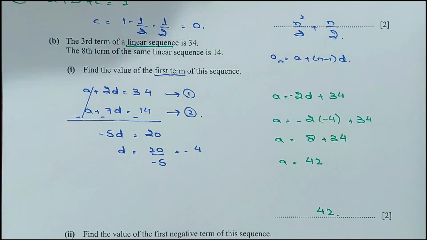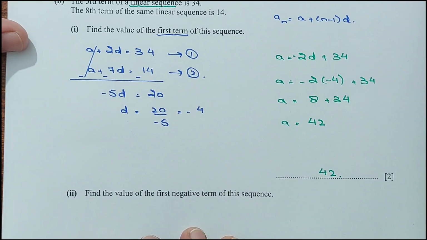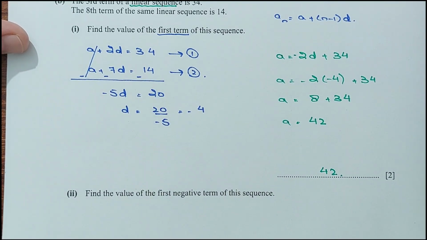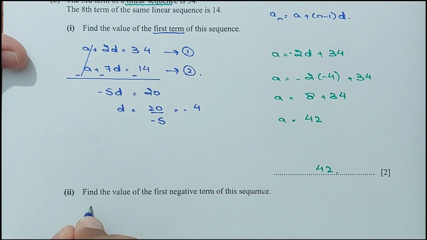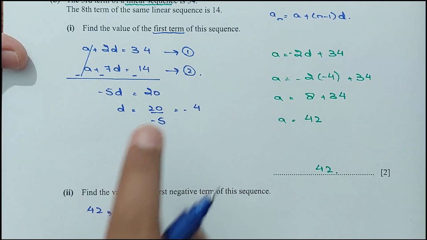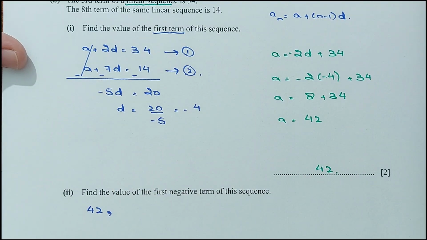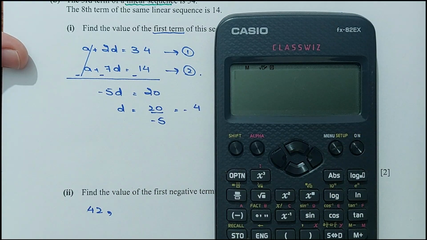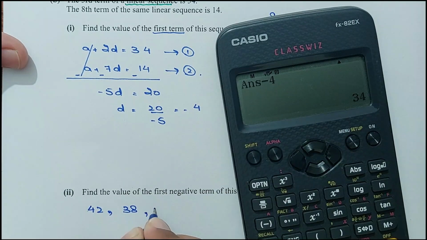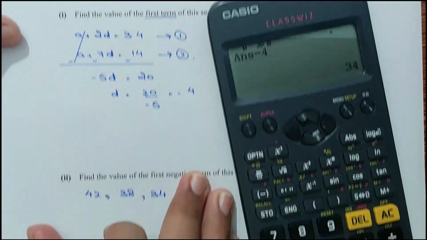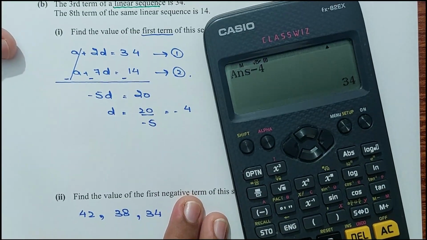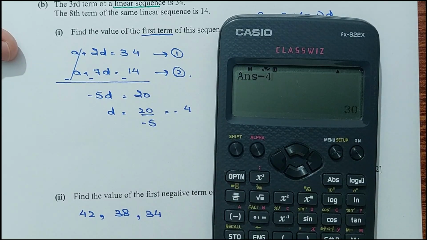Now for the second part, find the value of the first negative term of this sequence. So the first term is 42, right? And each time we have to subtract 4. 42 subtract 4 is 38, and then subtract 4 is 34. As you can see, the third term is 34, which is already mentioned. And then again subtract 4, we have 30.